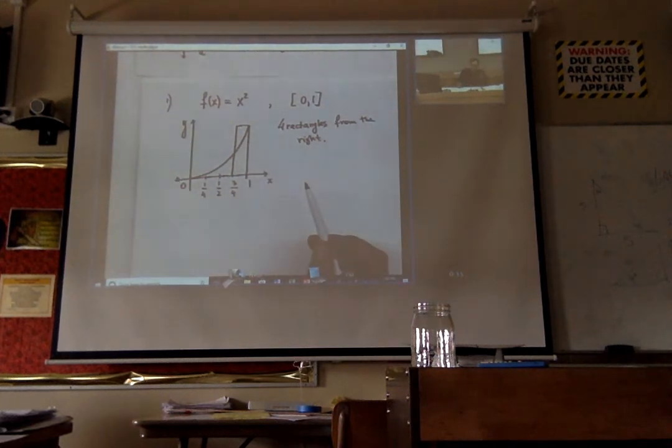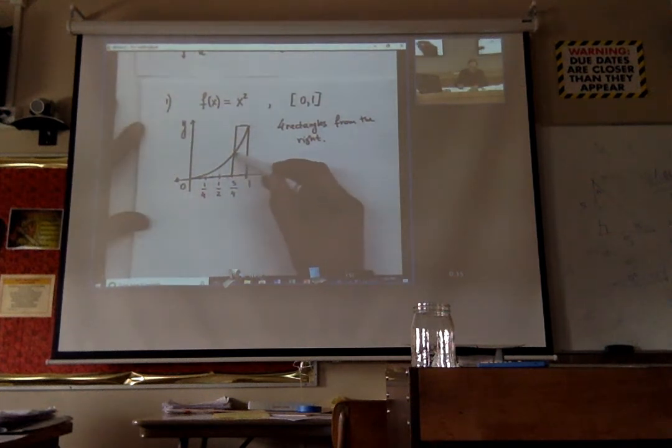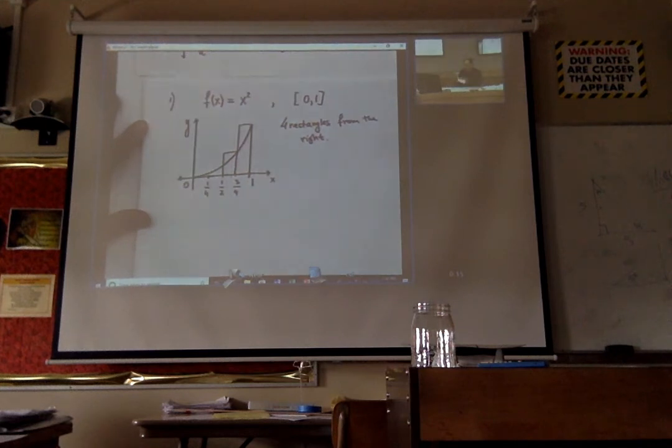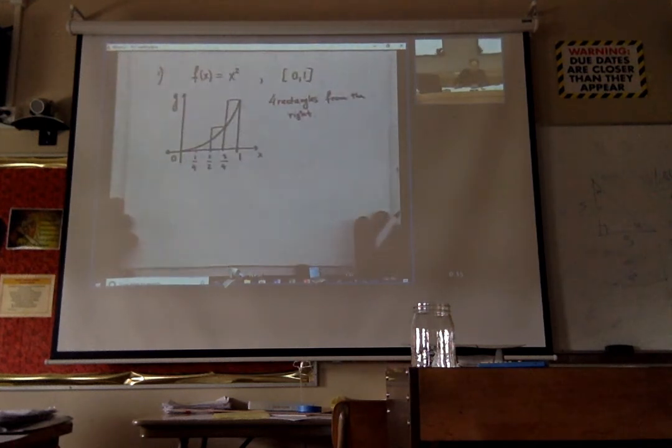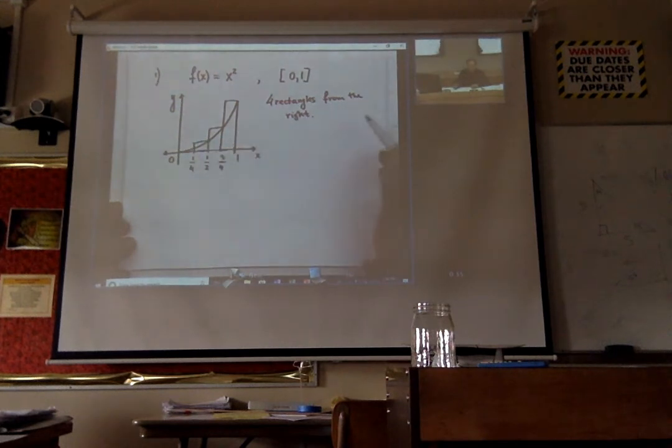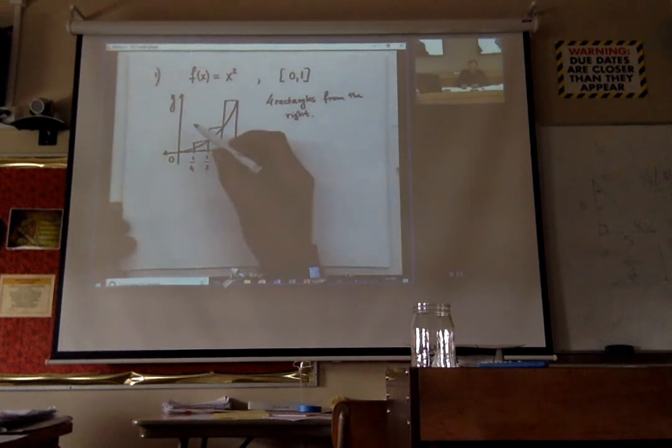And then you repeat. So you go to 3/4, go up till you intersect the curve, go to the left to 1/2, and draw the rectangle. Then do it again. Go to 1/2, intersect, go to the left, and you have the third one. And now we'll go to 1/4, and you have the other rectangle.